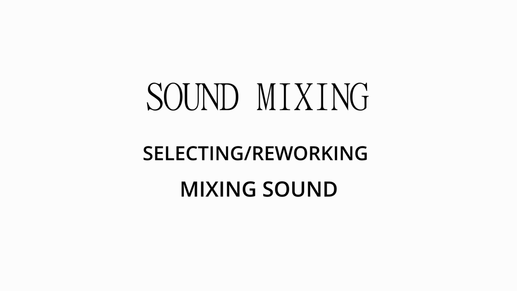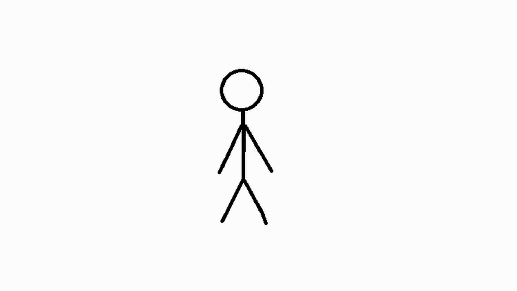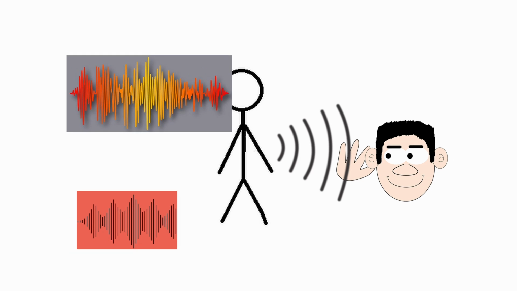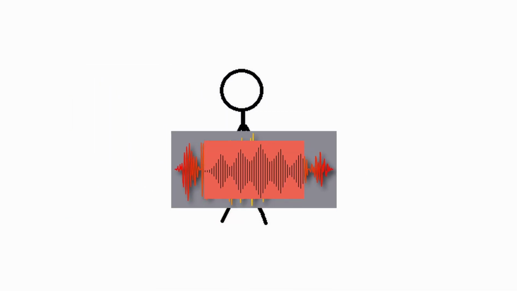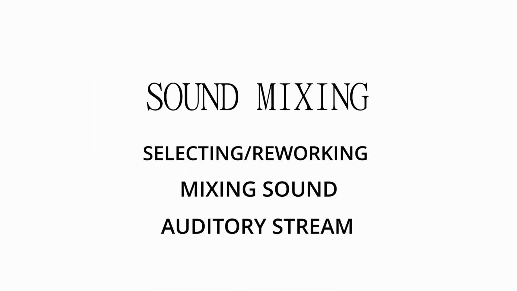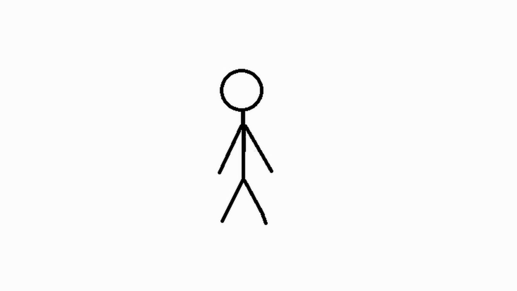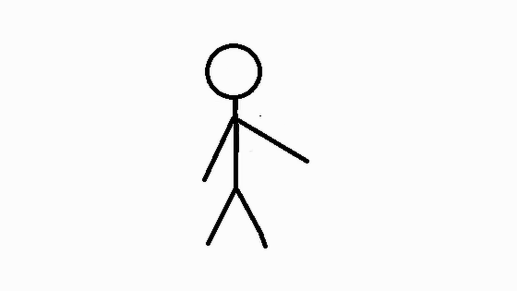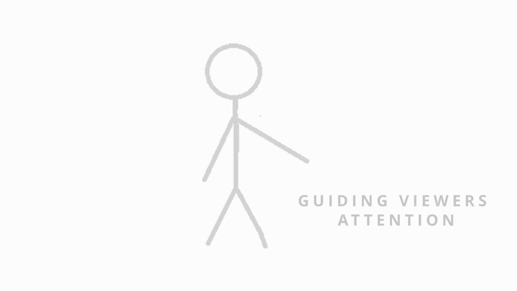Mixing sound. Once you've selected and reworked your sounds, it's time to mix them together to create a cohesive soundtrack. This involves combining sounds in a way that creates a specific pattern and links events in time. Auditory stream. The auditory stream is all about creating a specific mood or atmosphere. It's about guiding the viewer's attention.